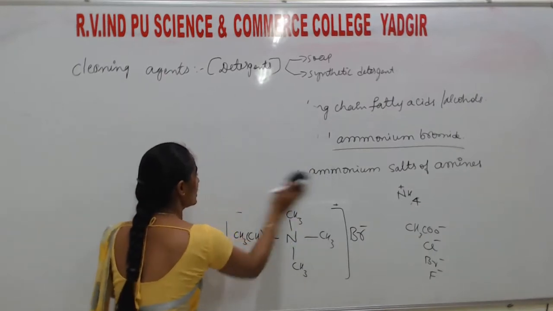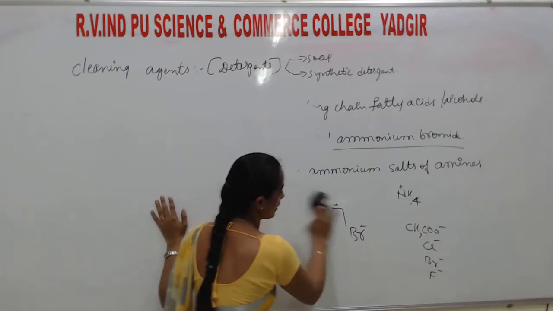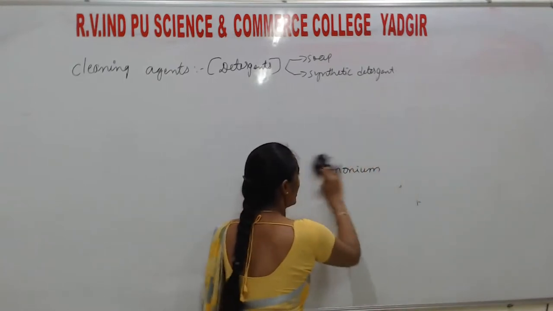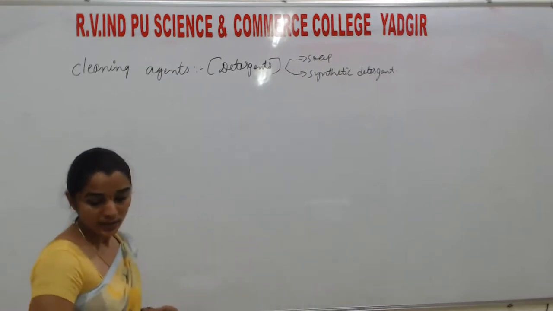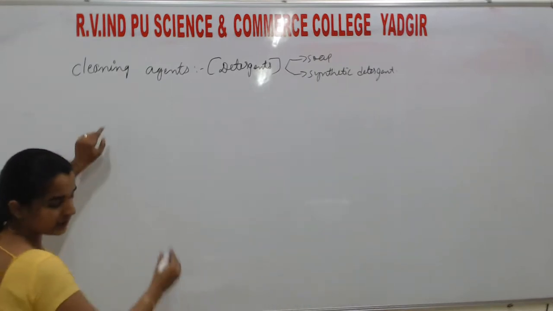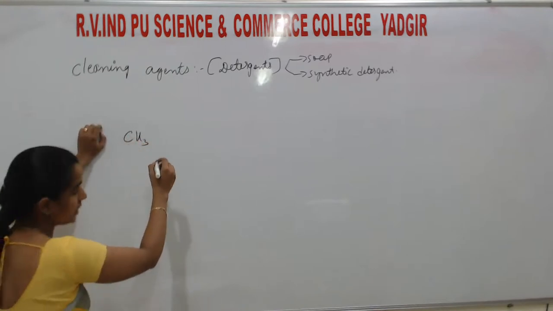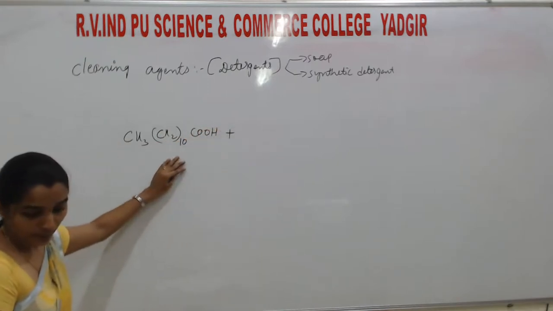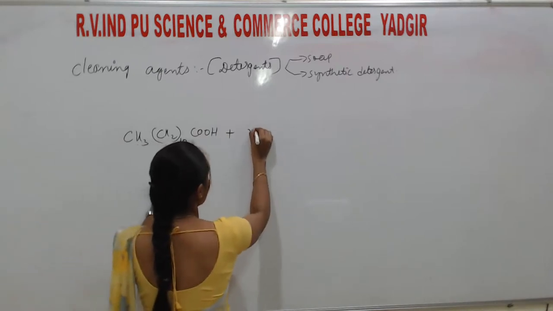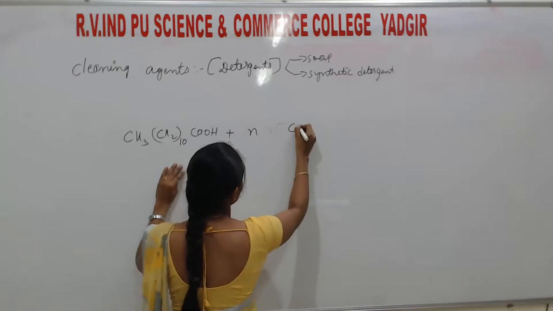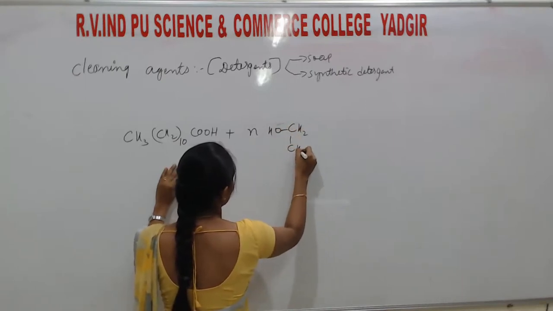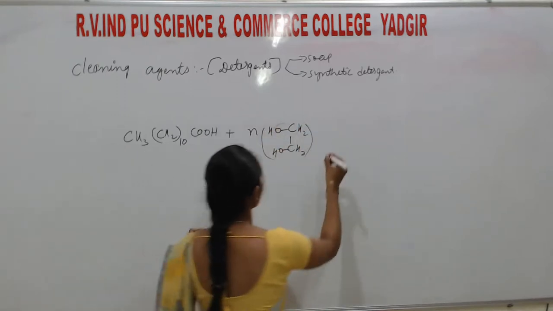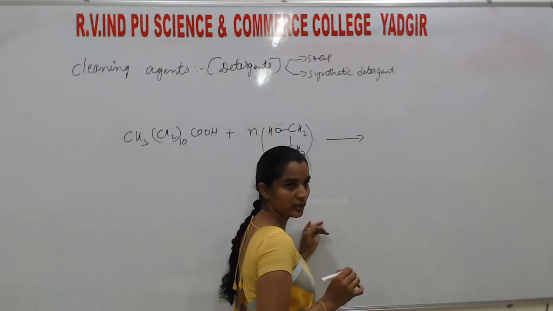Next one is non-ionic. Non-ionic means there is no anion and no cation. These are detergents with no presence of a cation as well as an anion. So the example for that is stearic acid, that is CH3, CH2 10 times COOH, plus polyethylene glycol, n times of ethylene glycol mix, CH2OH, CH2OH. Polyethylene glycol. So therefore students, listen, always here H2O will be removed, correct?